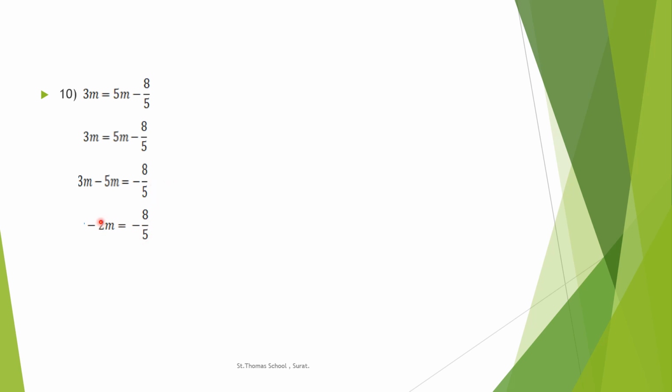Now this is a multiplication. If it comes here, division. M is equal to minus 8 upon 5 and minus 2. Both minus minus signs we can cut. Right? If you want, you can cut like this. So m is equal to 8 upon 5 divided by 2.